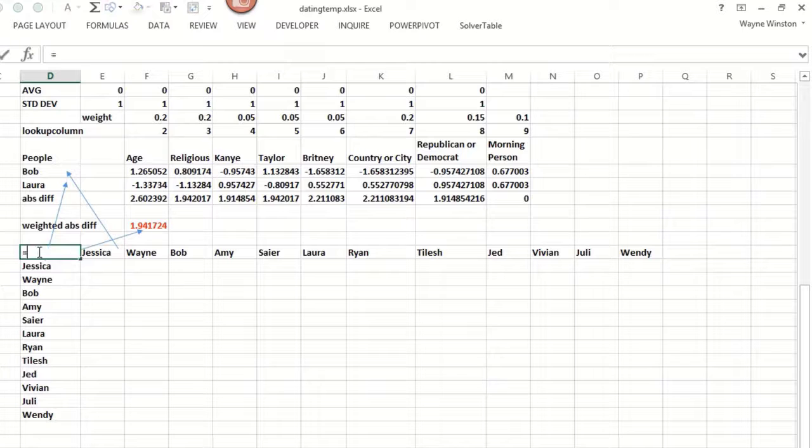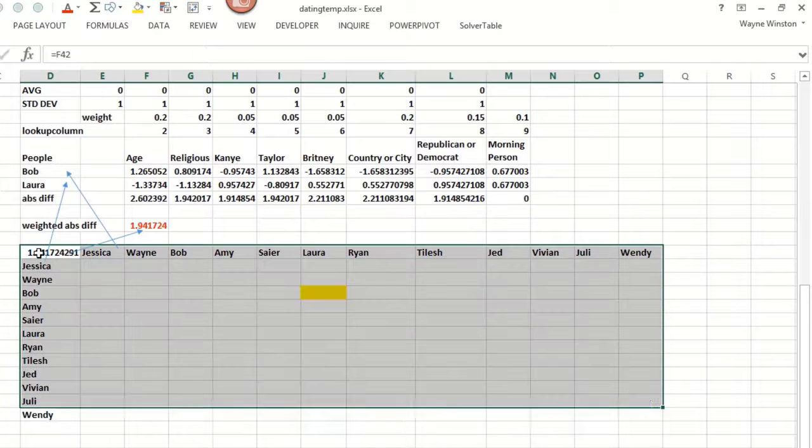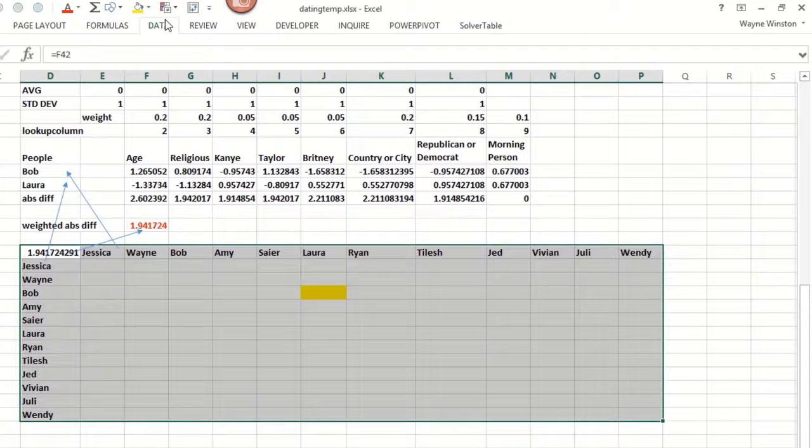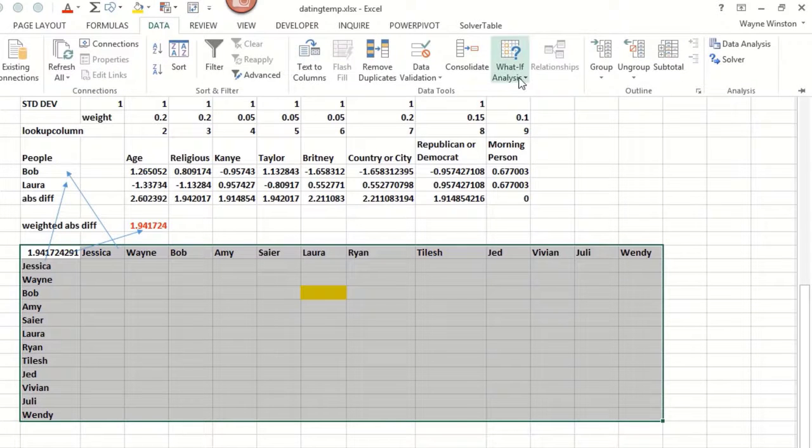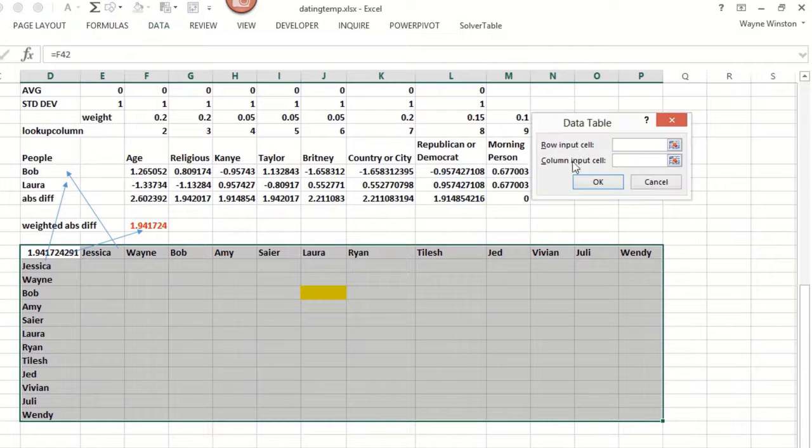that formula, which is the distance between them, absolute distance. And we should check that when we've got Bob and Laura, we do come out with that 1.91. Okay, so if I do two-way data table, Control-Shift, right arrow, Control-Shift, down arrow, I go Data, What-If Analysis, Data Table. Now the row input cell, what did I say? I said put that here. And I said the column input cell, put that here.